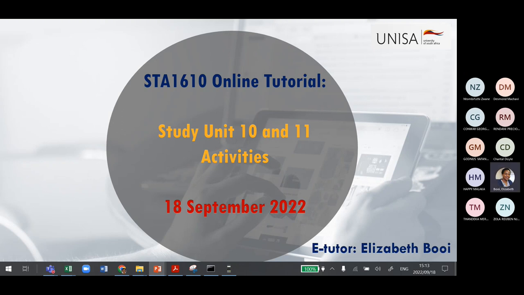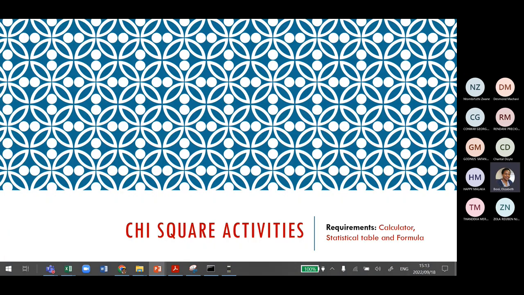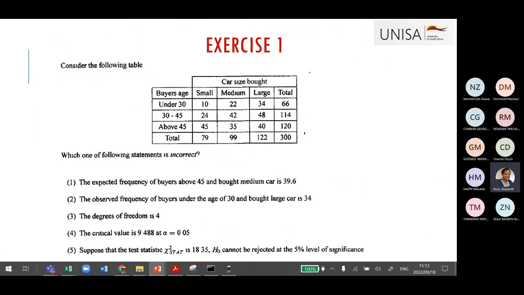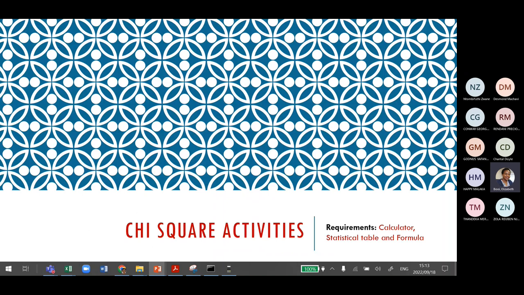So let's get on to it without wasting time. The first few activities that we're going to do will be from the chi-square test. And after we've done a couple of them, we will move into doing the regression activities. Here I expect you to also take part in the activities and do them with me, and then we move on.